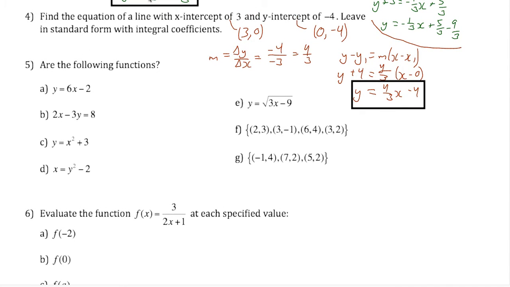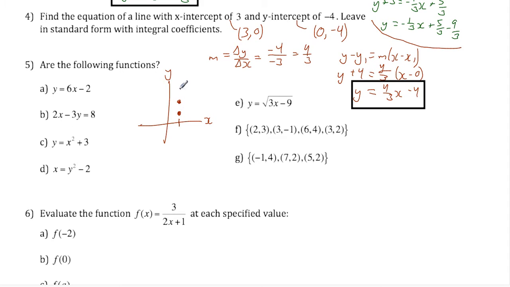Are the following functions? Okay, well, what we have with all of these, you need to look at really the vertical line test. Remember, something is a function when it doesn't have more than one output per input. So if you're looking at your standard coordinates here, you have your x-axis, which are your inputs, and your y-axis, which are your outputs. So if I have an input there, I should have at most 1 output. If I have 2, it's not a function.